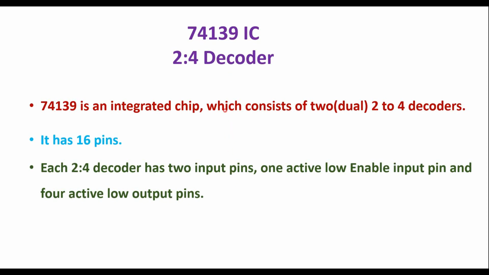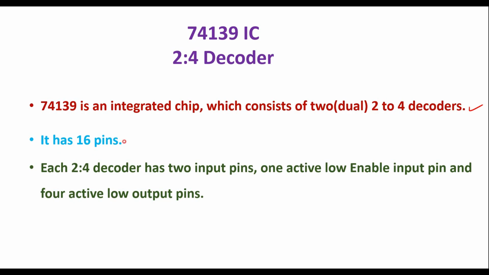In this video, I will discuss the 74139 IC 2-to-4 decoder. 74139 is an integrated chip which consists of two, or dual, 2-to-4 decoders. Already we have studied the 2-to-4 decoder in my previous lecture. This 74139 is an integrated chip. Inbuilt, it consists of two sets of 2-to-4 decoder.